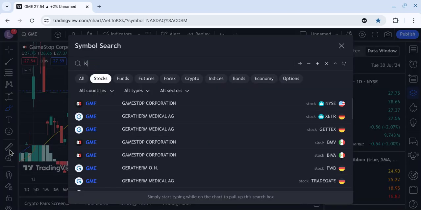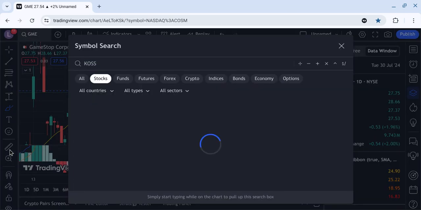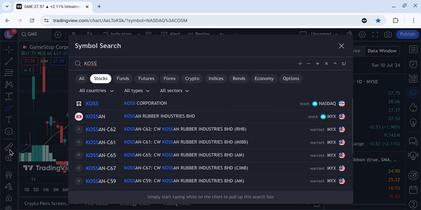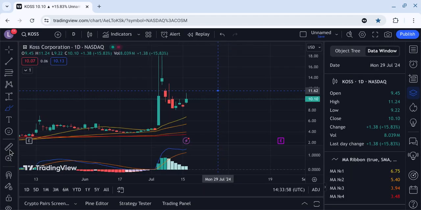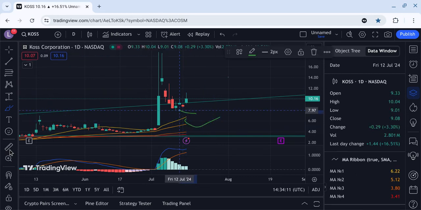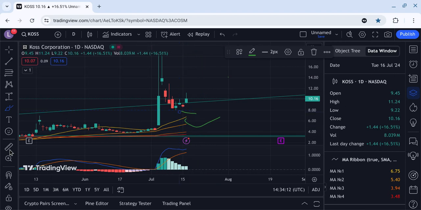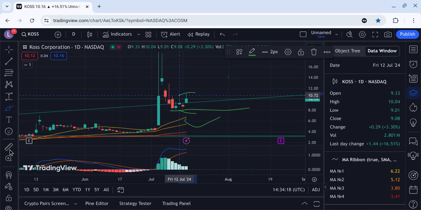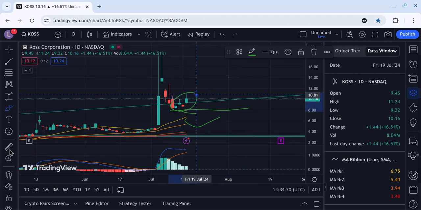And we have another stock here, Koss. Koss, guys, is around $9. It was up almost 15% today. Wow. It pulled back some few days, it gave you an opportunity, and I said it was going to come to this area, you see. I called around this area, $7 or $8, to buy. See now, it's already $10.